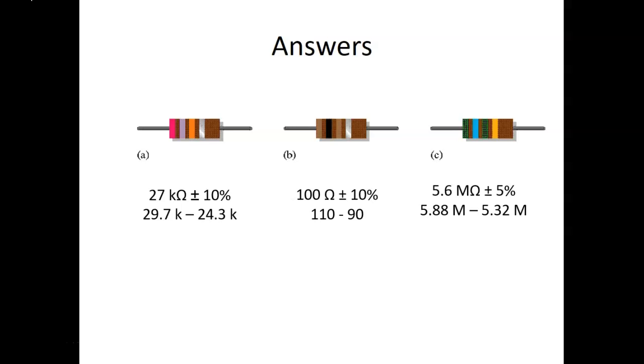Right there. So if you look, we have red, violet, orange, silver, which gives us 27 kiloohms plus or minus 10%. The upper range is 29.7, the lower is 24.3. Now, if I put an ohm meter to this and read it as 30 kiloohms, is that a good resistor? No, it is not. Why? It's beyond the tolerance.